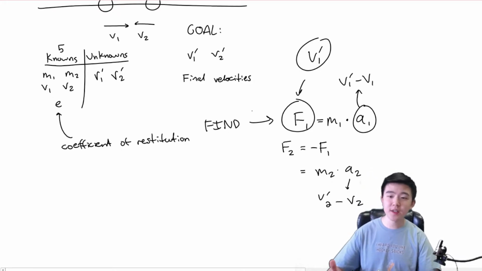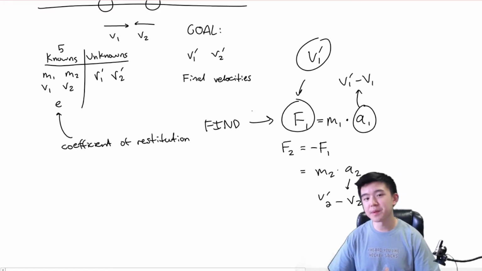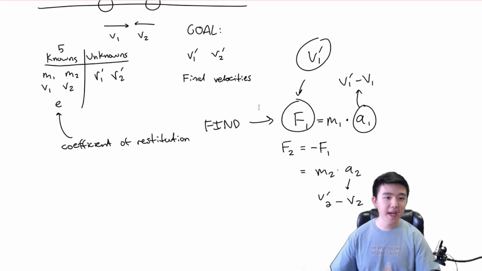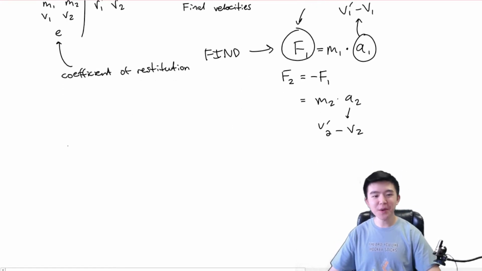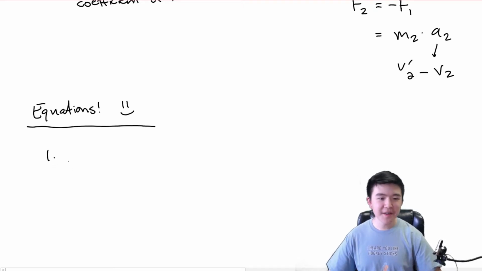And from that, we'll extrapolate the acceleration on both balls as a result of the collision, and then we will compute their final velocities. Okay, but how do we actually do that? Well, we're going to use equations. Don't be scared. There's only going to be two equations, and they're not that complicated.